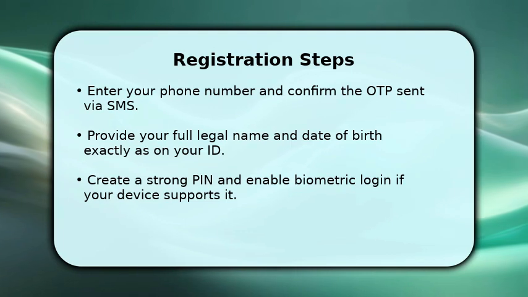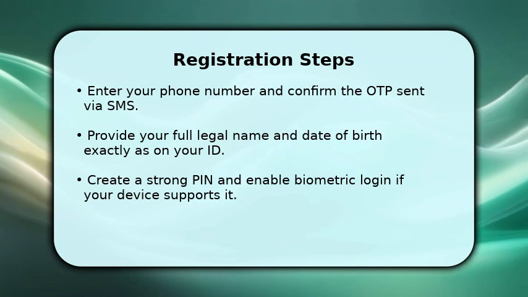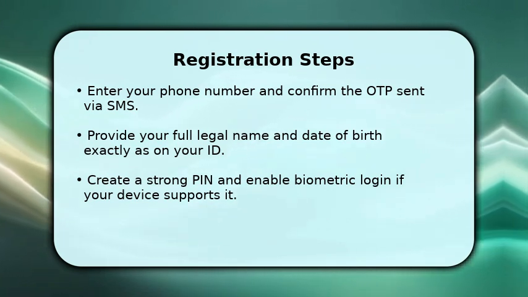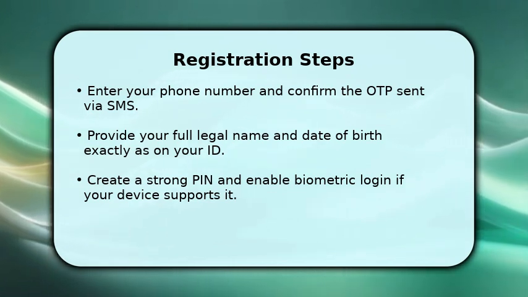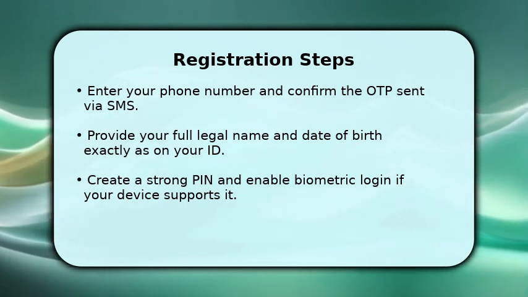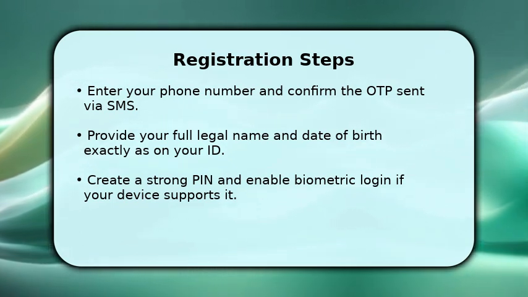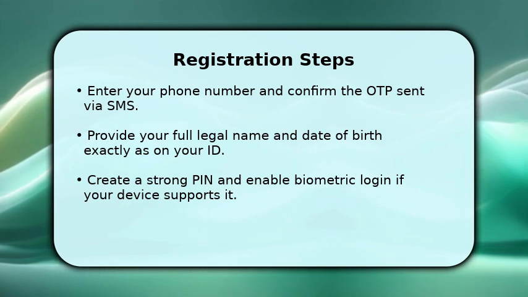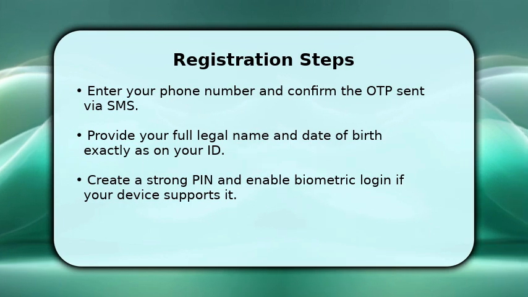Begin by entering your phone number and the OTP to validate your device quickly. Fill in your legal name, date of birth, and email precisely as shown on your ID to avoid delays. Take clear photos of your ID and a selfie for identity verification, then create a strong PIN and enable biometric options for faster access. Stay patient during verification and follow on-screen prompts for any additional information requested.